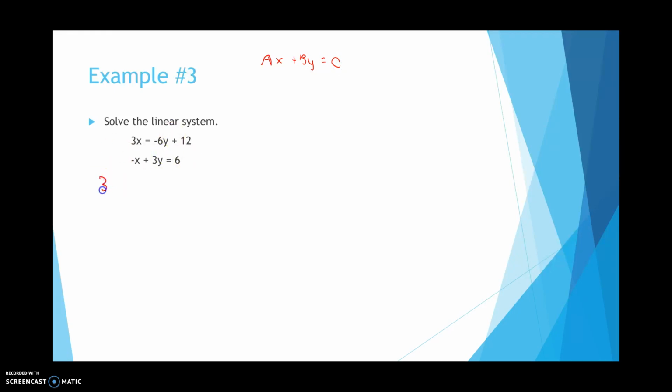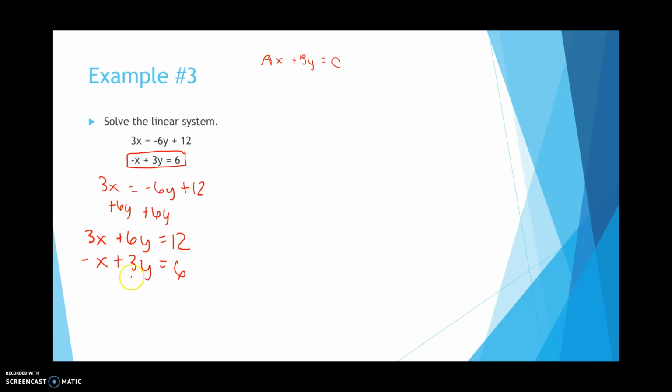The first one, 3x equals -6y plus 12. I want to get it in the ax plus by equals c form. So I'm going to add 6y to both sides. So what I'm going to have is 3x plus 6y equals 12. Now it's in that form, and the bottom equation is in that form already, so we'll just write it down below. -x plus 3y equals 6. Now, my x's and y's are lined up. My constant numbers are lined up as well, but nothing automatically cancels. My x's don't automatically cancel, or y's don't.